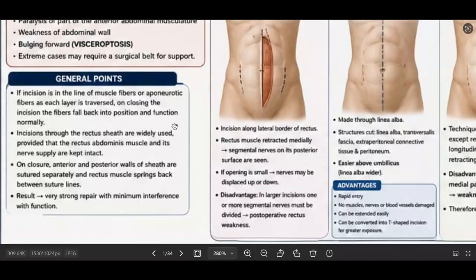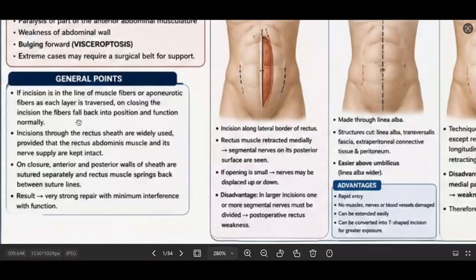Now let's study the incisions through the rectus sheath. These incisions are commonly and widely used, but only if the rectus muscle and its nerve supply remain intact. During closure, the anterior wall is sutured separately, and the posterior wall is sutured separately. So the rectus muscle springs back into its normal position, and the result is a very strong repair with very little loss of function.